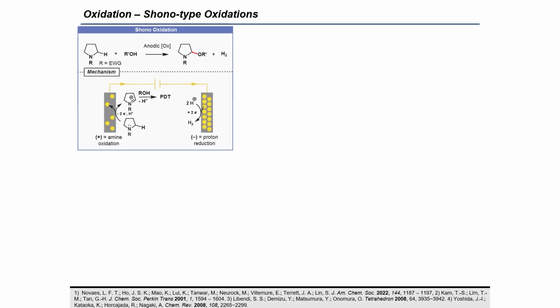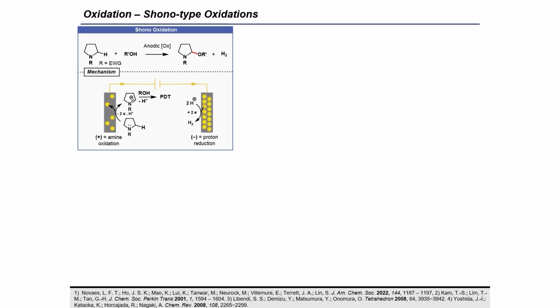Okay, now that we have covered some of the basics, I figured this would be a good opportunity to dive deep into how the community has been using electrochemistry and what some of the common transformations are in that toolbox. Perhaps one of the most well-studied electrochemical transformations is the Shono oxidation.